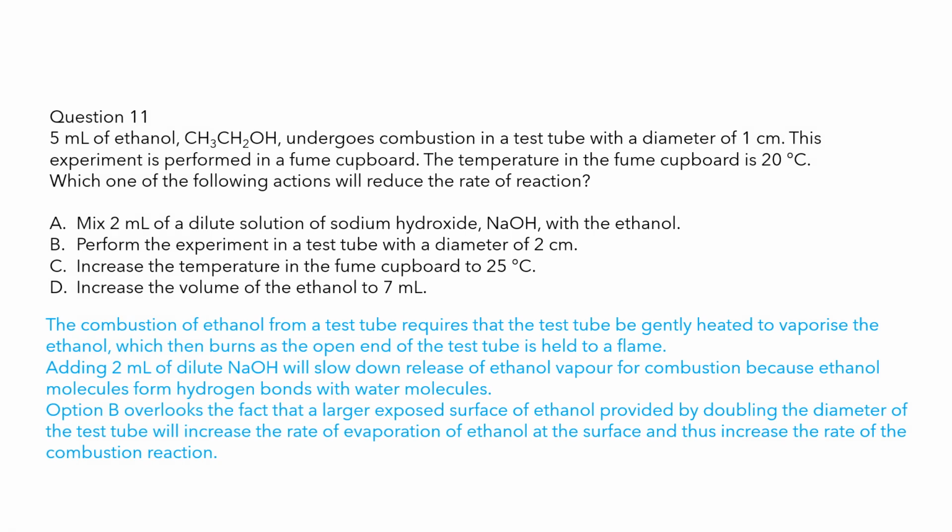Ask the method to reduce the rate of reaction. Changing the diameter or volume but not changing the concentration does not influence the rate of reaction. So, B and D are eliminated. An increase in the temperature could increase the rate of reaction, so C is eliminated. Mixing a dilute solution of sodium hydroxide with ethanol could decrease the concentration of ethanol, so this method reduces the rate of reaction and B is correct.